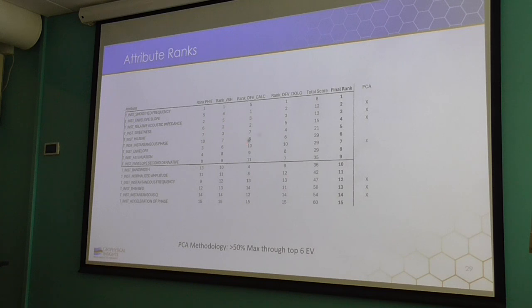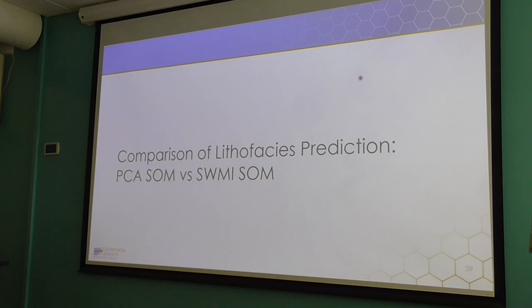So here's an example of not using the wells. This is what my PCA chose. Right? So these are the 8 attributes or 7 attributes that I chose with my PCA. My methodology was I wanted greater than 50% max to my top 6 eigenvalues. So yeah, this is a completely different attribute selection list using my well logs than using my PCA. So I'm going to show you what these 2 different lithofacies predictions look like, right? One SOM was done using PCA attributes, and one SOM was done using seismic to well mutual information.